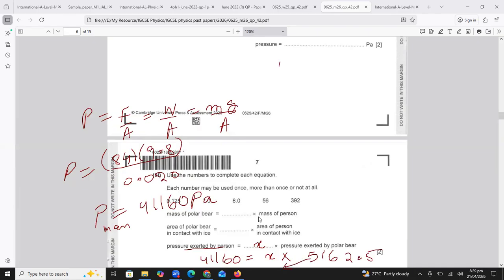So it will become 41160 divided by 5162.5 equals x.